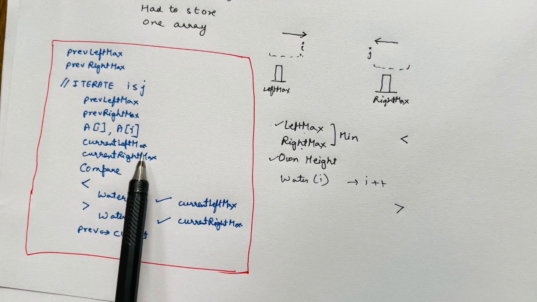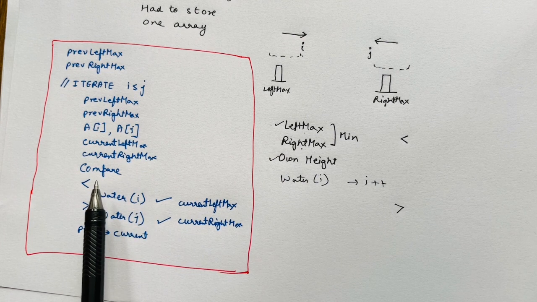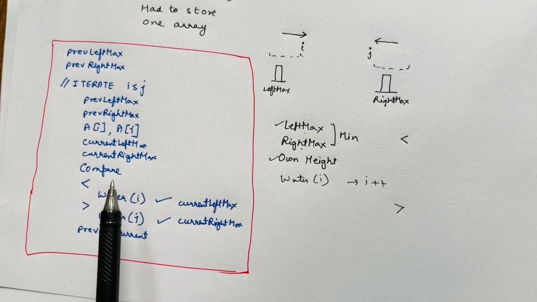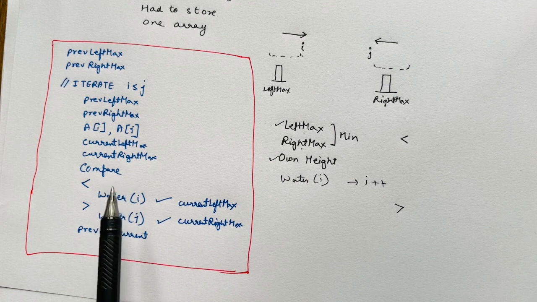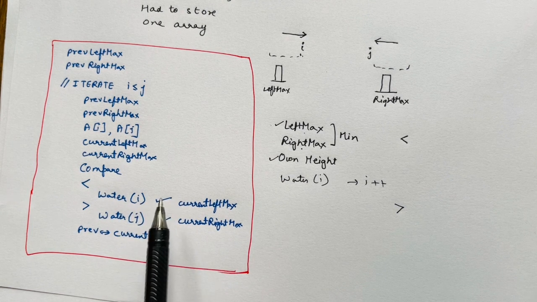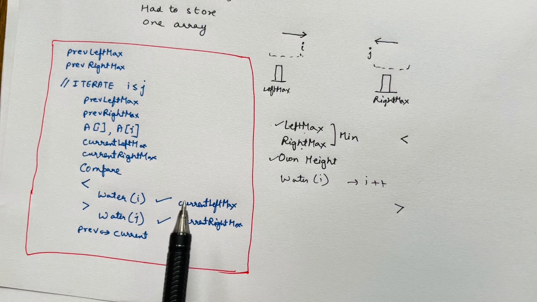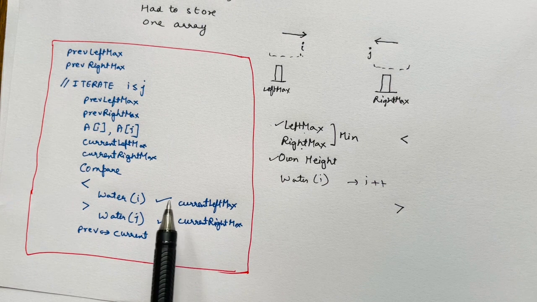Now we will compare the two. If left max is smaller, that means for the ith element, right max will always be greater than or equal to the current right max. So the minimum of left max and right max will always be left max. So we can calculate the water at element i. We can also increment the i pointer and add that to the total water.